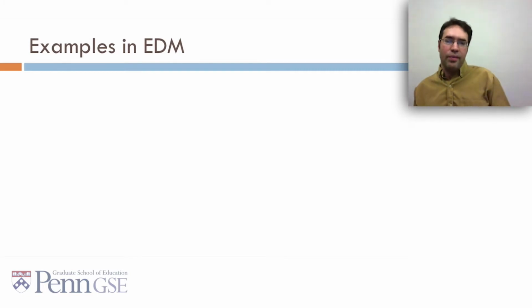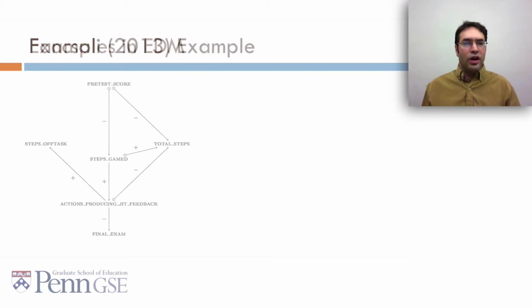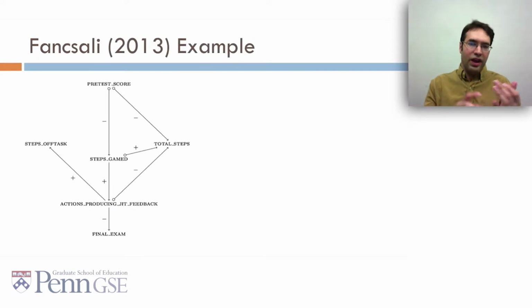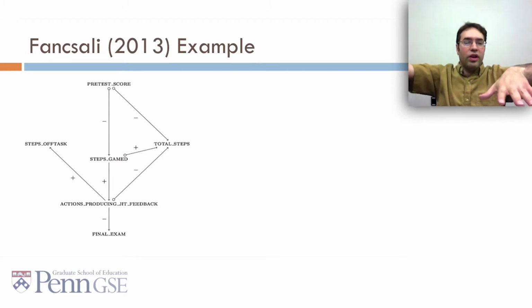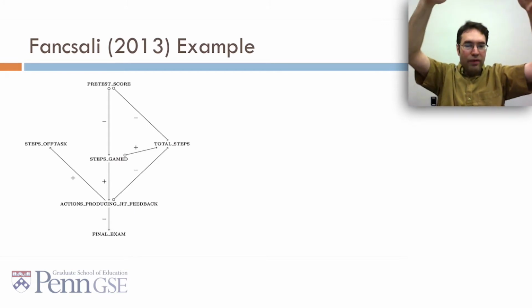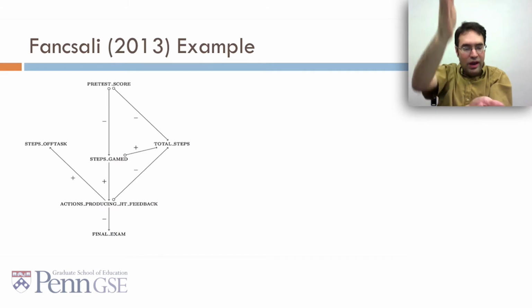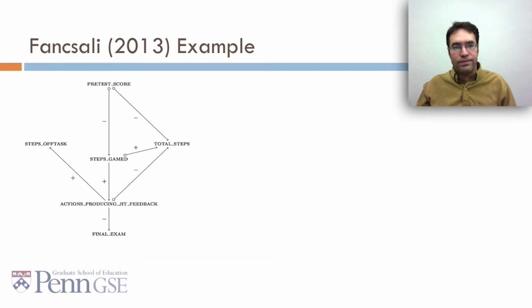Let's look at some examples in EDM. Causal data mining has actually become pretty popular in EDM the last couple of years. One example is from Stephen Fancsali. He provided some slides and some advice. We'll go over his example. What you can see is that gaming the system is influenced by pretest score. If you have a better pretest, you game the system less. If you have a better pretest, you also work less in the tutor. Off-task behavior is not linked to pretest score. However, both off-task behavior and how much you game the system influence how much feedback you get, and how much feedback you get is associated with doing worse in the final exam.